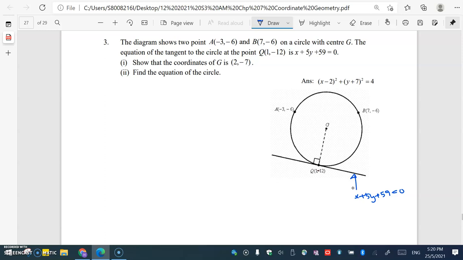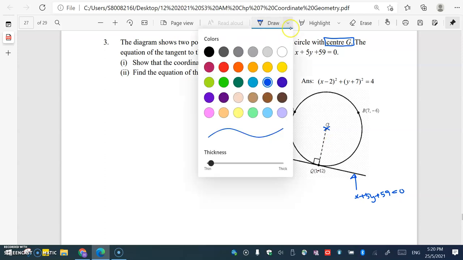Show that the coordinates of G is (2, -7). The coordinates of G is (2, -7), and G is proposed to be the center. How can we prove that the center is indeed (2, -7)? Now, the center is connected to the radius in that sense, and there's one dotted line radius drawn for you to the tangent. So perhaps I can find out what this one here is.